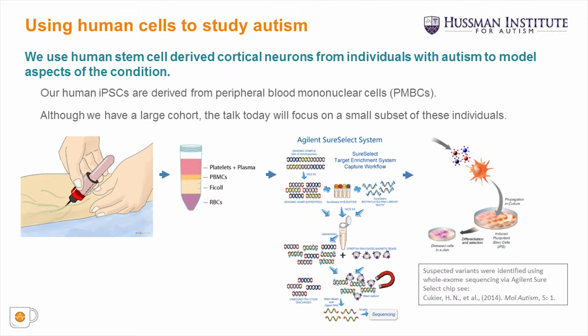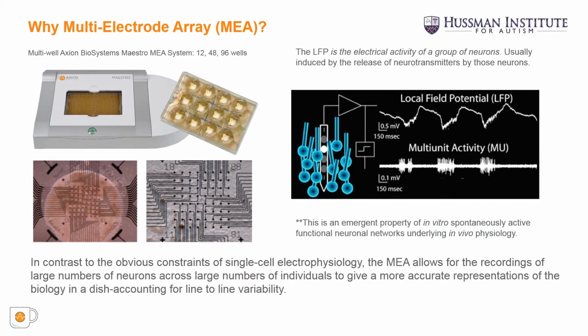After PBMCs were sequenced, they were turned into iPSCs, and then iPSCs were turned into human stem cell-derived cortical neurons using our previously published protocols. These cortical neurons were made from individuals with autism and controls in order to model aspects of this condition. I first validated the multi-electrode array system as useful for looking at overall network level effects in iPSC-derived neurons when I worked at the New York Stem Cell Foundation, where I published the first recordings of human iPSC-derived dopaminergic neurons from twins using the Axion system in 2014.